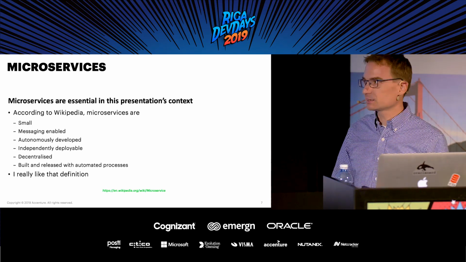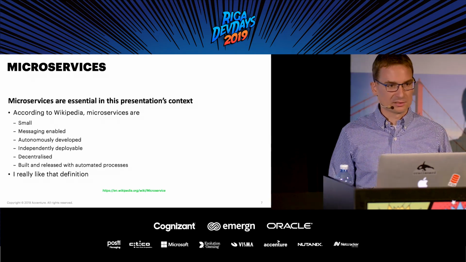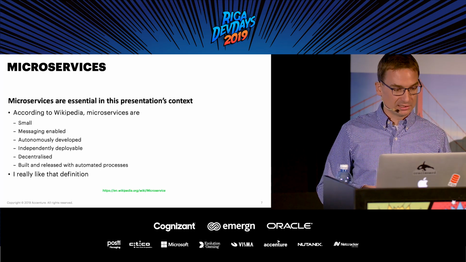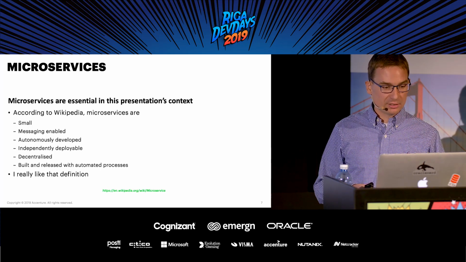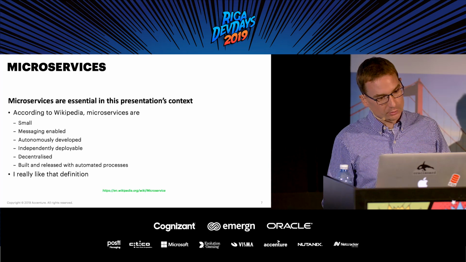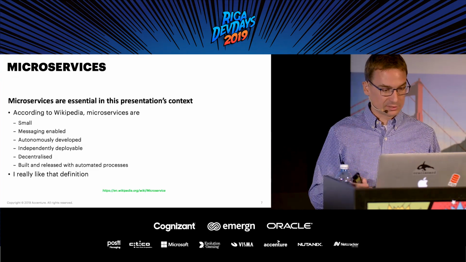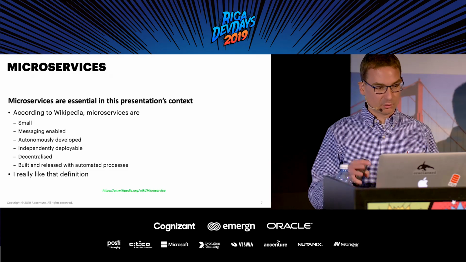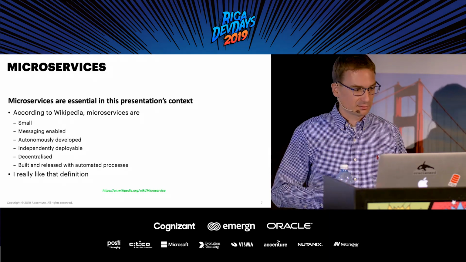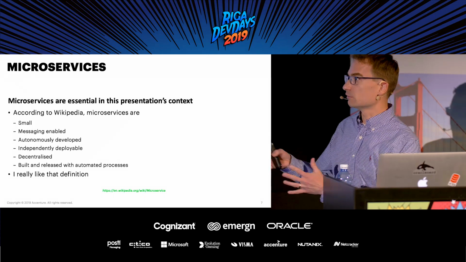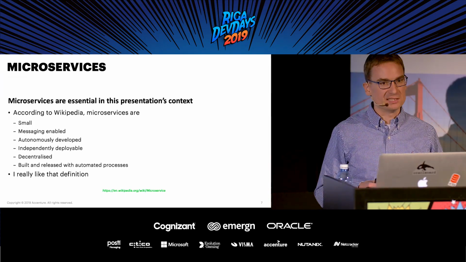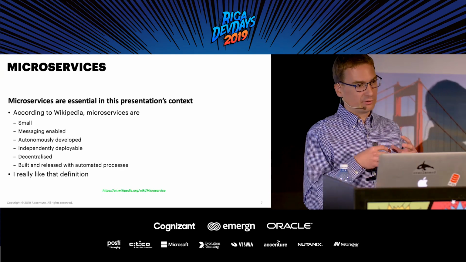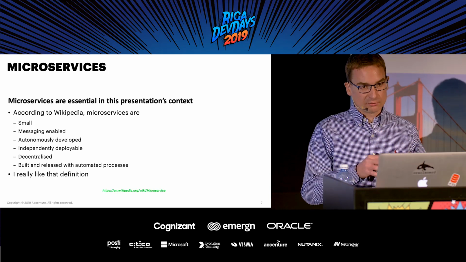Autonomously developed. That's something I'm going to talk about later, so I'm not going to discuss it in much more detail at this point. Independently deployable is also very important when it comes to deploying the software. Decentralized means it's a mesh of various services that interact at some stage, and you build and release these automatically.